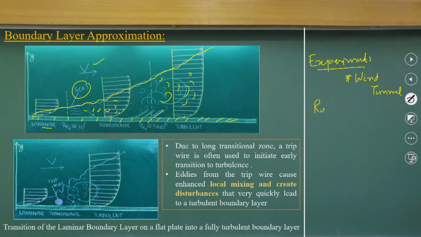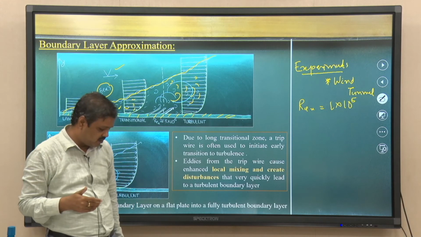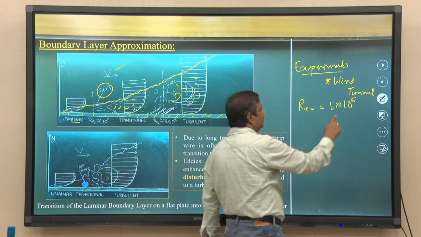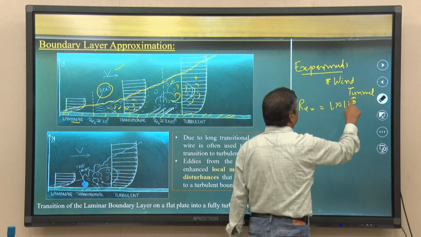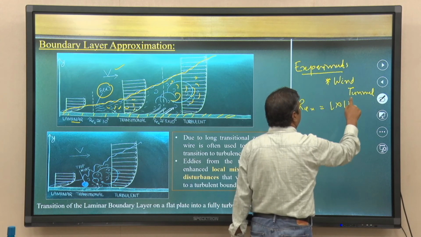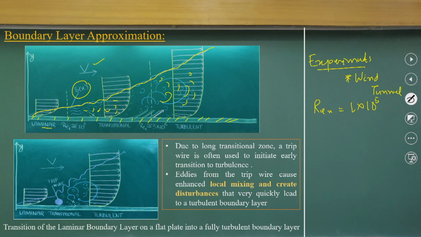The Reynolds number is 1 lakh, it's easy to remember, 1 times 10 to the power 5. So if the Reynolds number is lesser than that critical Reynolds number, lesser than 1 lakh, 1 times 10 to the power 5.